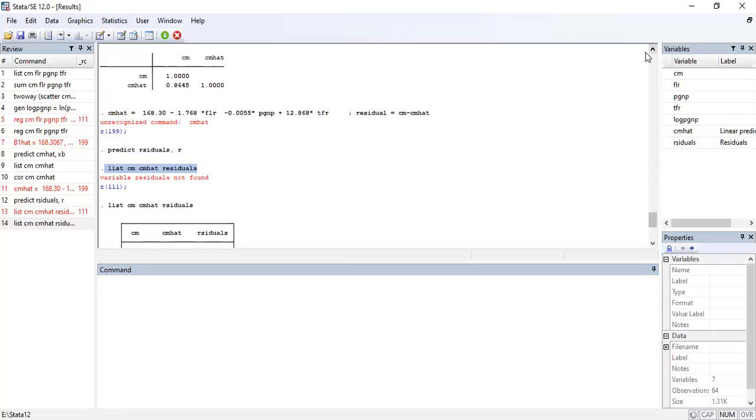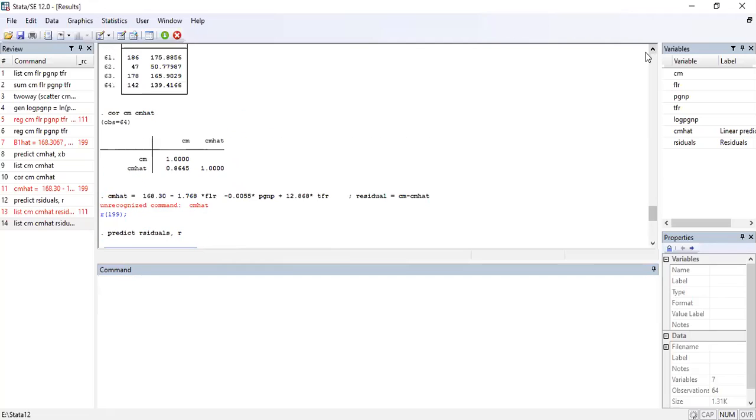So the predict command you can use for CM hat, Y hat. Also, you can get it for residuals. Remember, you want to get Y hat, you want to get residual, you have to run the regression. If you don't run the regression, the software doesn't know residual at all. Once you run the regression, then immediately after that, you ask for Y hat, you ask for residual, the software will give you that. So without running regression, don't ask for residual or prediction.